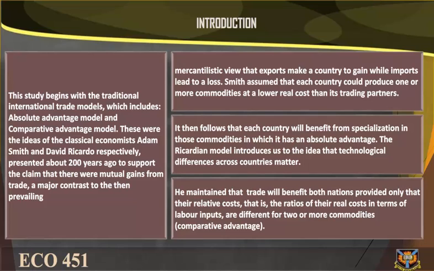Smith assumed that each country could produce one or more commodities at a lower real cost than its trading partners. It then follows that each country would benefit from specialization in those commodities in which it has an absolute advantage. The Ricardian model introduces us to the idea that technological differences across countries matter. It maintains that trade will benefit both nations provided only that their relative costs, that is, the ratios of their real costs in terms of labor inputs, are different for two or more commodities. Comparative advantage.